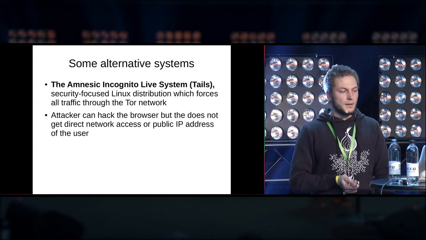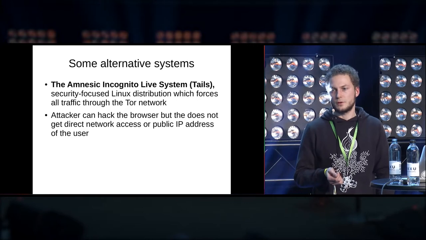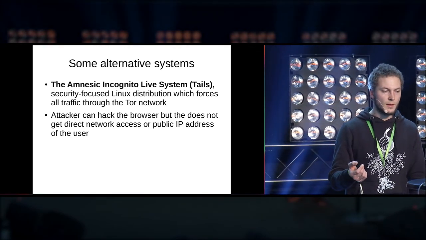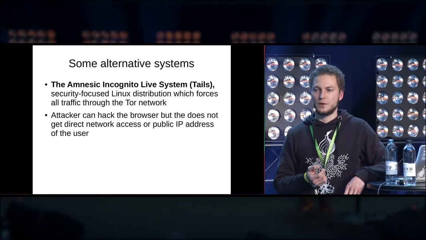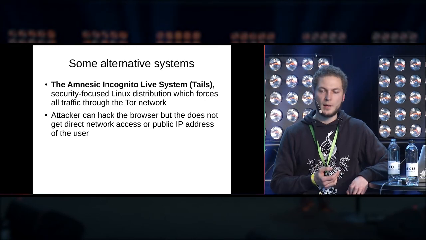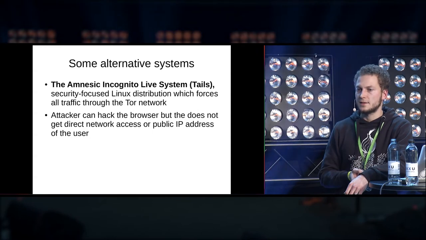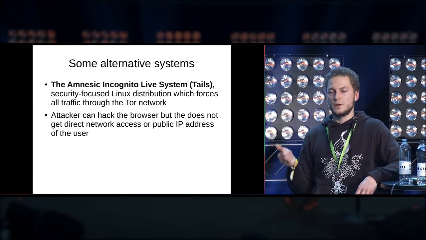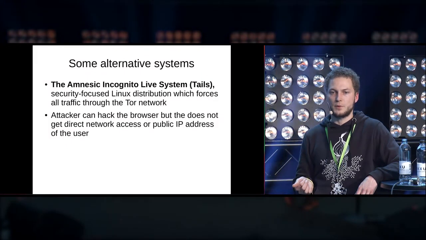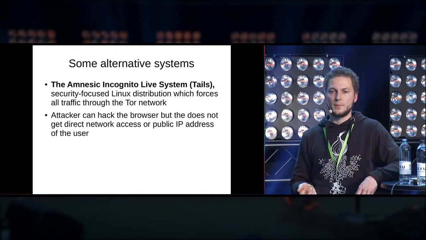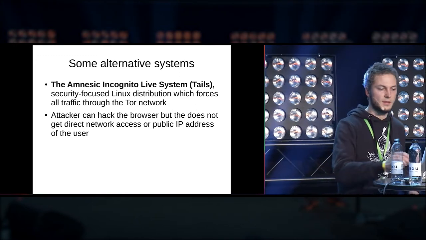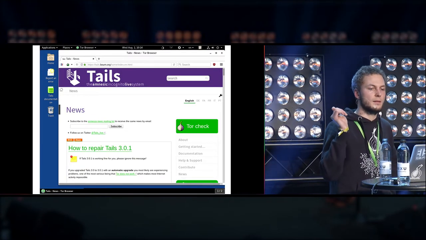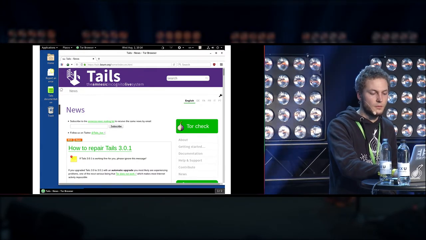And what you get is that even if the attacker is able to compromise the browser, if there is some zero-day exploit against the browser, and the attacker is able to break the browser, he cannot get direct access to the network, and he cannot know what the real public IP address is. Actually, he has to get root access to this Linux system. And that's, of course, a step harder to do. You have to first break the browser, so you have to have a zero-day exploit against the browser. After that, you need another zero-day exploit against the operating system to get the root access. So this makes it much harder. And Tails looks like this, a live Linux operating system, where everything is routed to Tor.